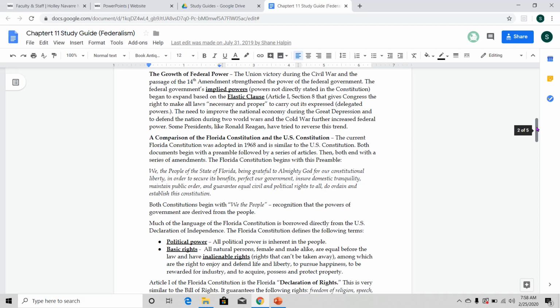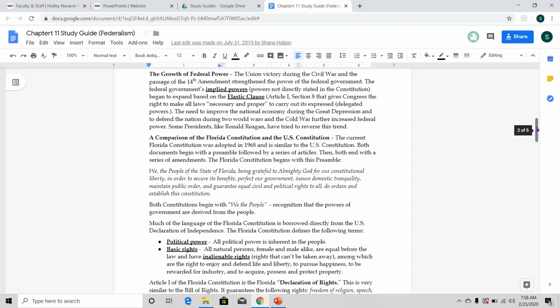And of course, what really allowed federal power to grow was the whole concept of the elastic clause that's found in Article 1, Section 8 of the Constitution. And it basically said that if there's an enumerated power that your federal government has, and if they need something to help them make that power happen, they can do it, which is your implied powers.